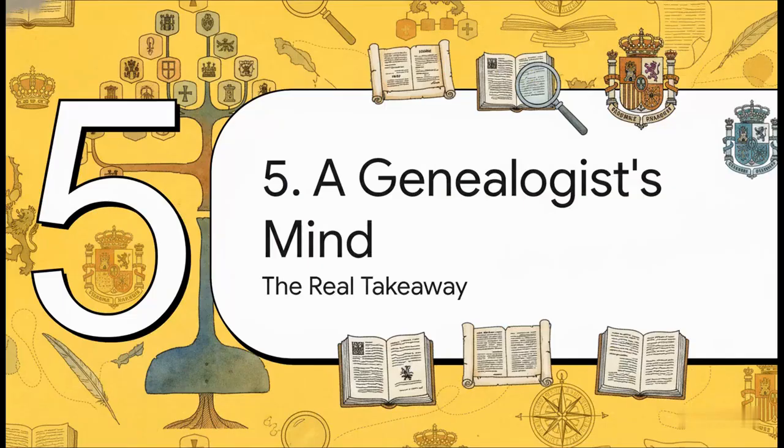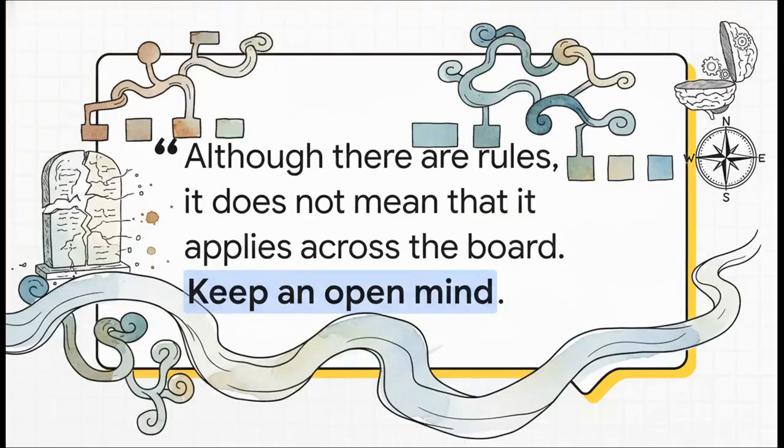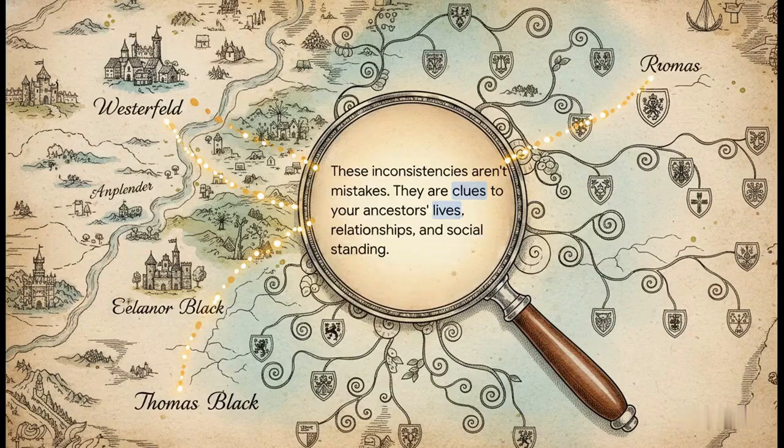So what does this all boil down to? How do you take all this and actually apply it to your family research? Let's pull it all together. This quote right here says it all. The rules are a great starting point, but they're not the law. The single most important tool you have when you're doing this kind of research is just keeping an open, flexible mind. So from now on, when you see a name that's spelled weird or a kid using their mom's surname, don't just see it as a mistake or a dead end. See it for what it really is, a clue. It's a little piece of a puzzle that tells you something about your ancestors' lives, their choices, and their world.